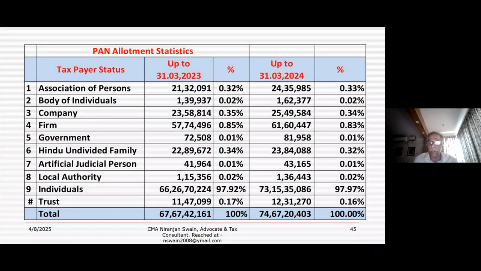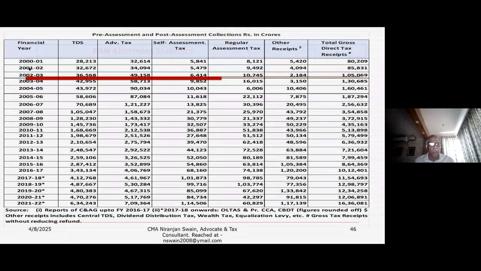This is the PAN status I already told you. From 2021, I could not get subsequent data regarding self-assessment and advance tax, but still you see the percentage. Out of 16 lakh crores, I think 6.34 plus 7.09, that is 13.43, is from advance tax and TDS. Self-assessment tax is again 1.14. Regular assessment is only 60,000 crores, and 1.17 lakh crores is other receipts. Around 2 crores is taken because of the effort of the government.